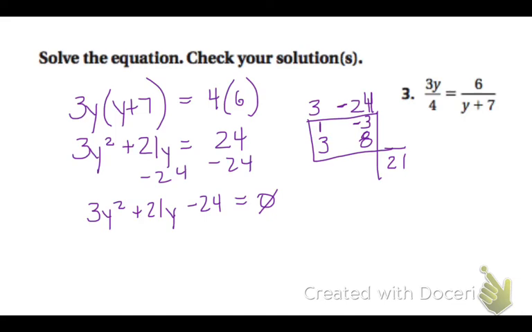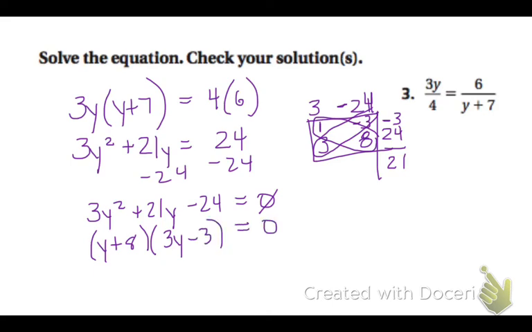All right, I'll slow down. 1 times negative 3 is negative 3. 3 times 8 is a positive 24. 24 plus a negative 3 is a positive 21. So these become the binomial factors of this trinomial when we factor it. So we will have y plus 8, and we will have 3y minus 3, and those would be equal to 0. And again, if you want to check it, you can, at this step, FOIL it to make sure that you would get to your trinomial.